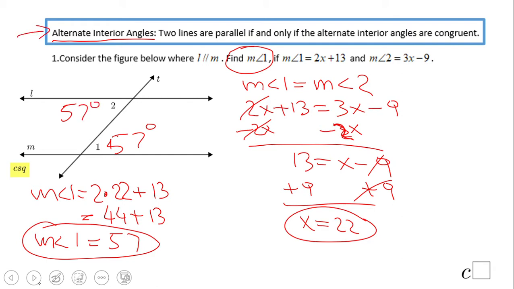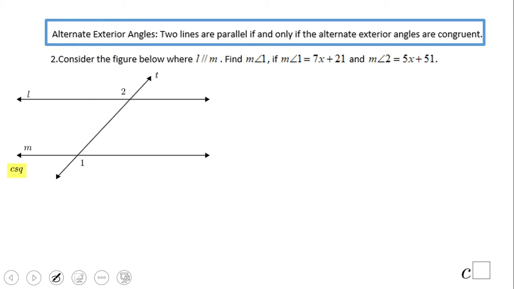Now we're going to move on to alternate exterior angles. Two lines are parallel if and only if alternate exterior angles are congruent. That brings us to the measure of angle 1 equals the measure of angle 2. We're going to substitute angle 1 with 7x plus 21 equals 5x plus 51.